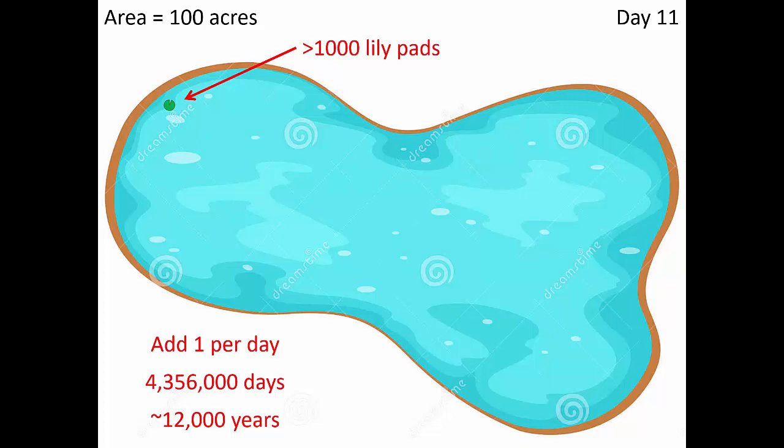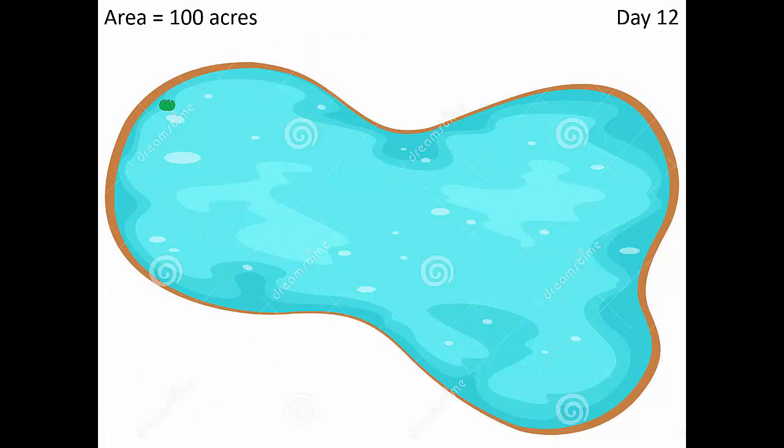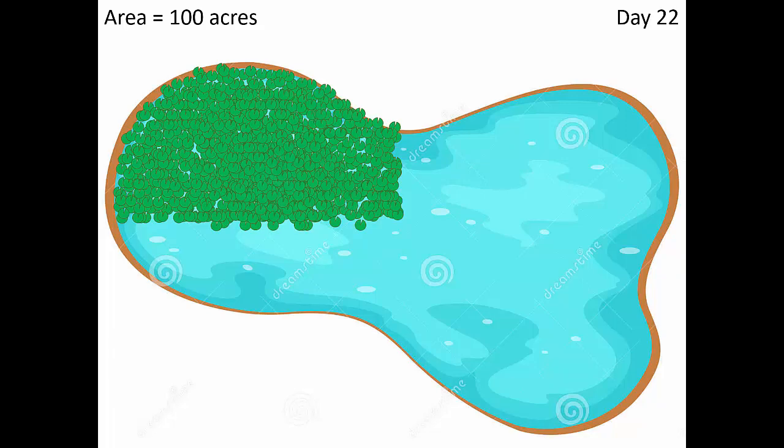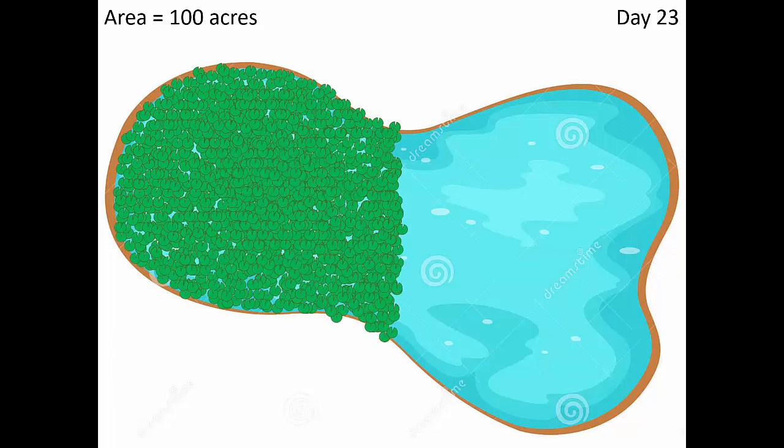Again, that one little lily pad represents over 1,000 lily pads. Now I have 2 of those, so actually over 2,000 lily pads on day 12, day 13, day 14, doubling again, day 15, day 16, day 17. We're starting to get a little clump right here. Let's see how long it still takes to cover the entire lake. Still not a lot of the lake covered, so it may still take a while. Day 18, day 19, doubling again for day 20, doubling, doubling, doubling. We're up to 23 days.